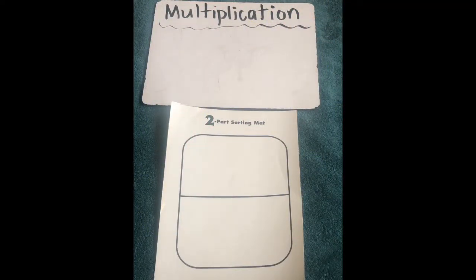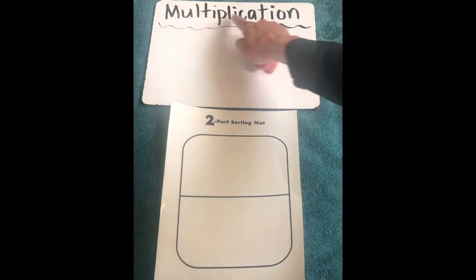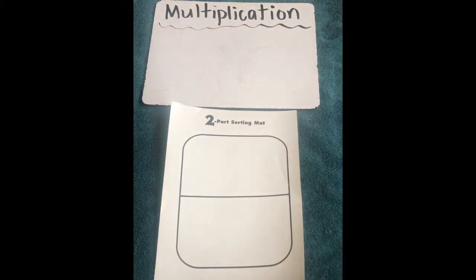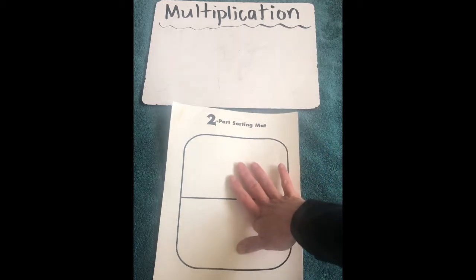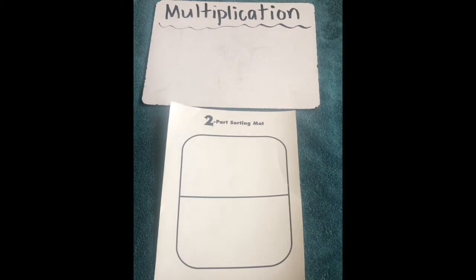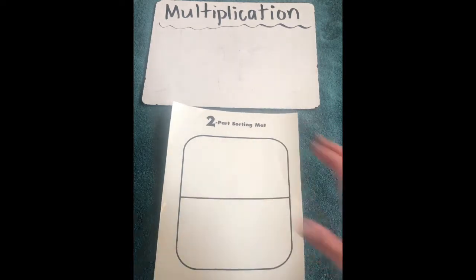You can see that I have this big word on the top of my whiteboard. Let's read it together. Multiplication. Today we're going to talk about multiplication and see how it's the same as adding equal groups. So to make sure that I have equal groups, and two different groups is what I'm going to start off with, I have this two-part sorting mat.